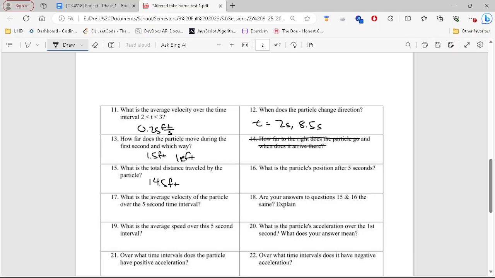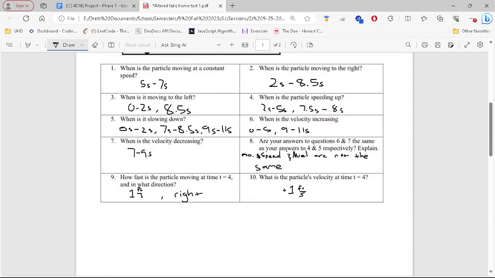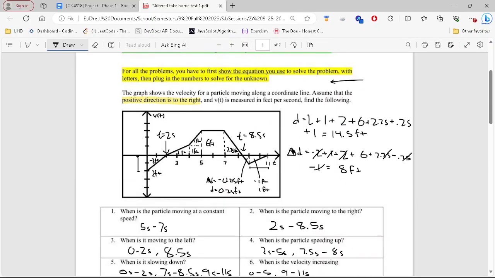Interesting. It doesn't ask for its displacement. Okay, so its position after 5 seconds. So that would suggest displacement. Particle's position after 5 seconds. Let's see, right here. So we're going to be looking for its displacement from here to here.